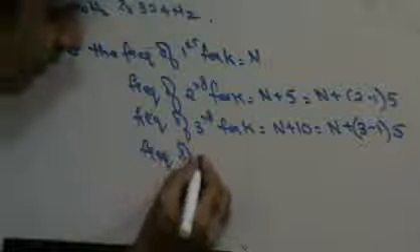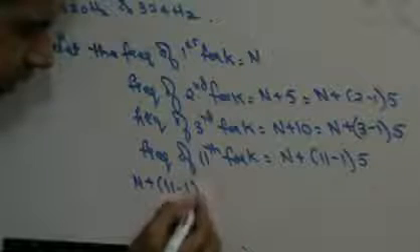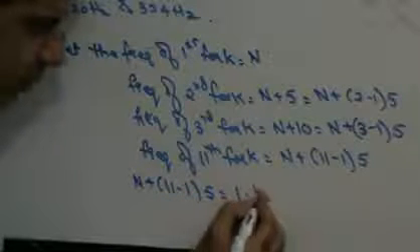So the frequency of the 11th fork is going to be n plus 11 minus 1 into 5. They have also given you that the frequency of the 11th fork, that is n plus 11 minus 1 into 5, is 1.5 times the frequency of the first fork. Right? Now I can solve this equation.